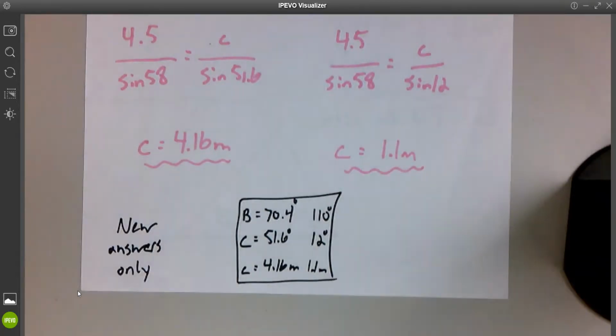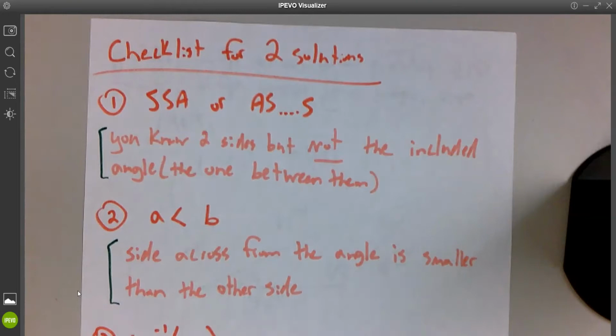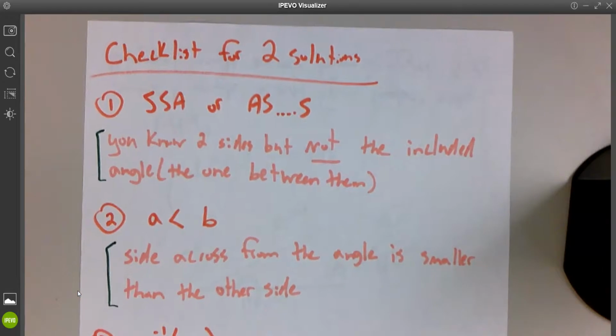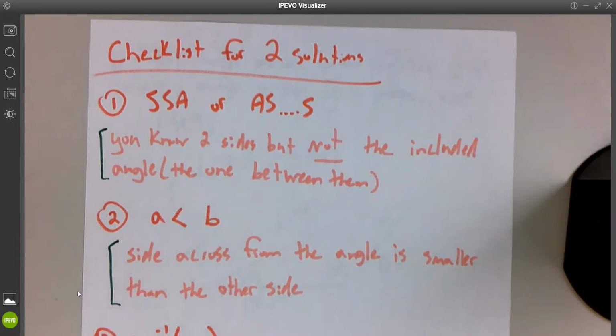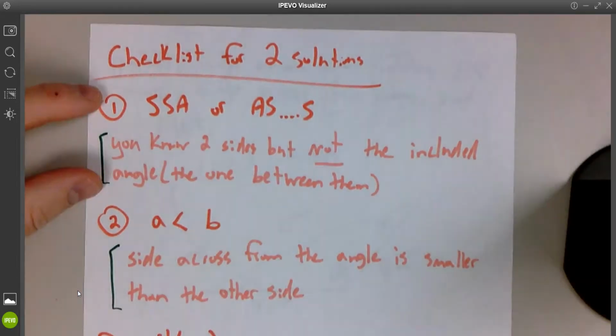Okay, here's your guys' checklist. We've seen it now. We have the 0 cases. We have the 1 case. We have the 2 cases, the ambiguous case. How do I know when my answer will have 2 solutions? Here's how you know. Red flag number 1. Is it an SSA case? Do you know 2 sides, but not the included angle? The included angle is the one between them. We don't know that one. So side-side-angle, or yes, angle-side-side. That's red flag number 1.